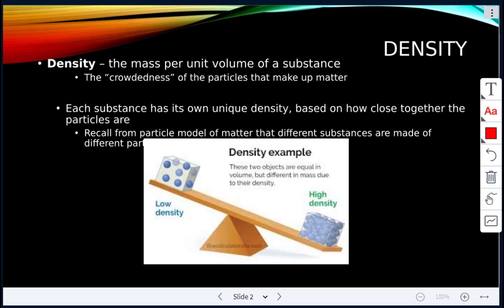That means water will have its own unique density. Gold will have its own unique density. Aluminum will have its own unique density. So all substances have their own unique density based on how close the particles are.